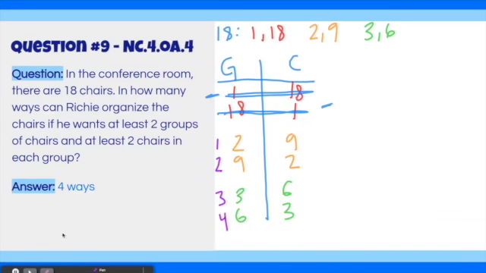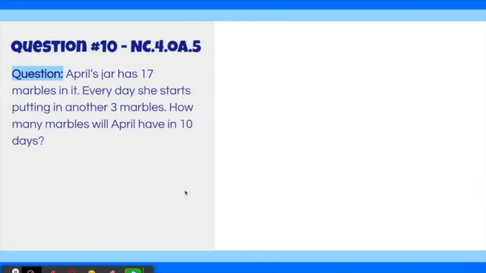Okay, moving on to the next question. Question number 10. April's jar has 17 marbles in it. Every day she starts putting in another 3 marbles. How many marbles will April have in 10 days?